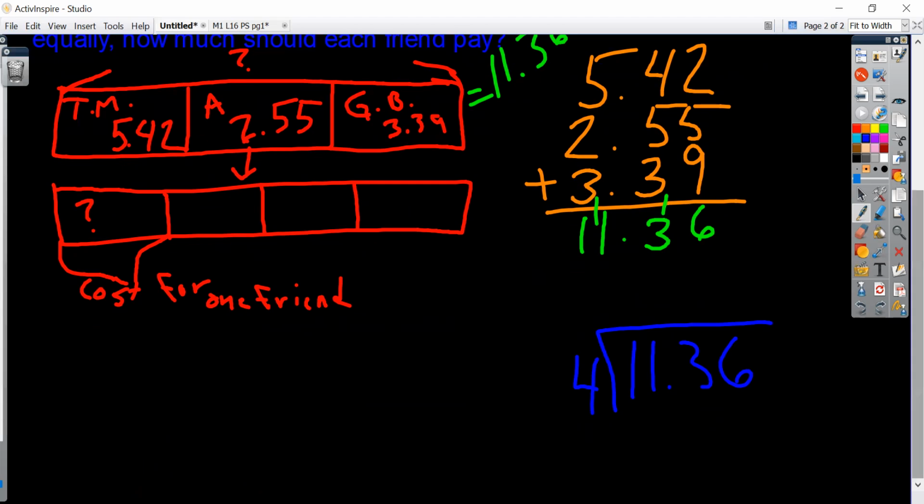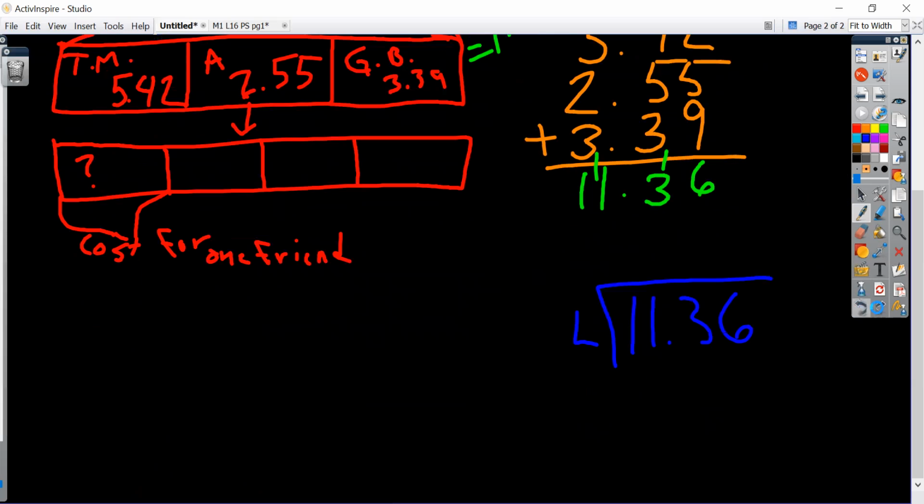Can I scroll down anymore? Oh, that's as far as I can go. What happened to my work. All right, there we go. That was weird. Computer was glitching out.